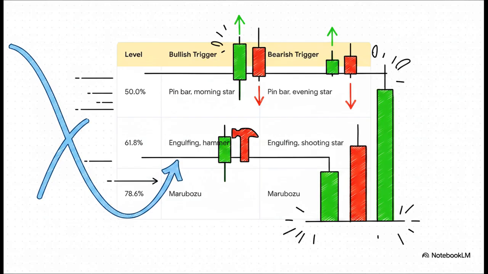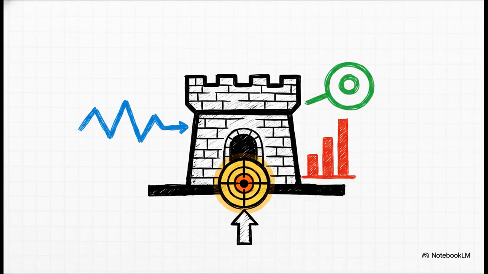But if you spot a massive bullish engulfing candle or a perfect hammer forming exactly on that 61.8% line, man, that is your signal to go. And this brings us to building visual confluence. This is how you turn a basic trade setup into an absolute fortress.